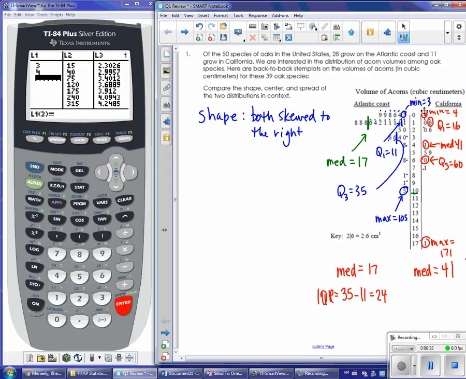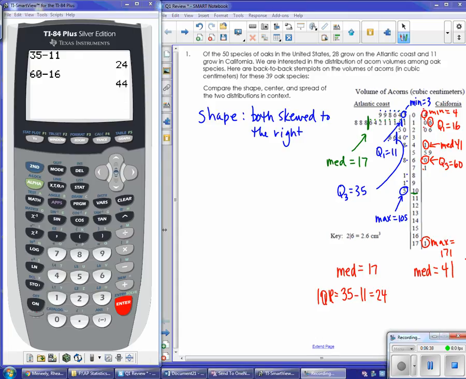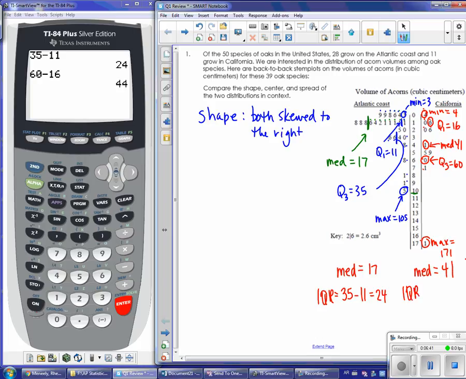And is that right? 35 minus 11. And the IQR for California would be Q3, which is 60, minus Q1, which is 16, and that's going to give me 44. Okay, so those are my summary statistics.